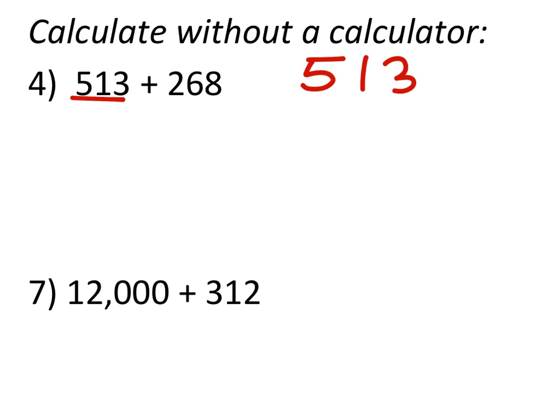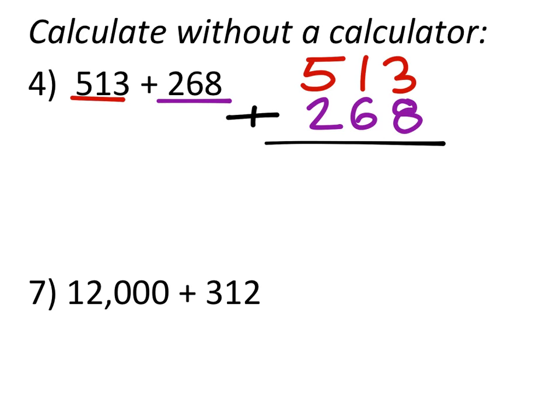So I've got a 500, 110, and 3 ones. And then I got the 268, so 200, 6 in the tens, 8 in the ones. And I'm adding these together. Now again, if I find I have 10 or more of any of these, I'm going to move that value into the next place value to the left.